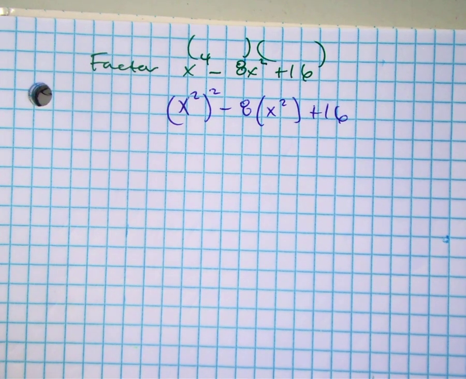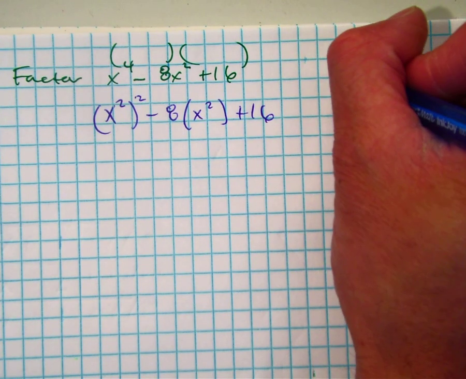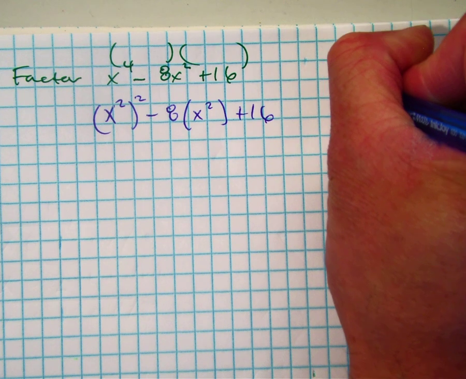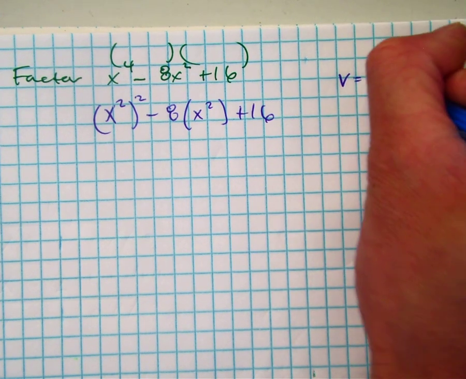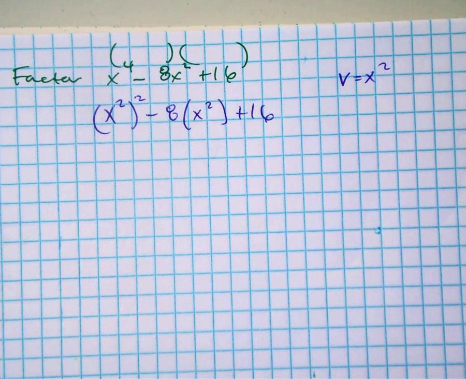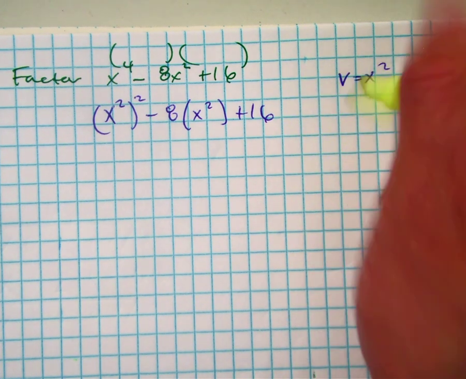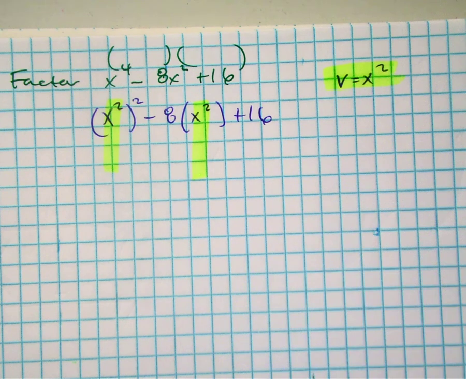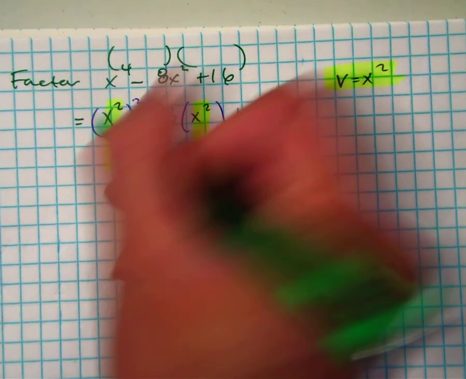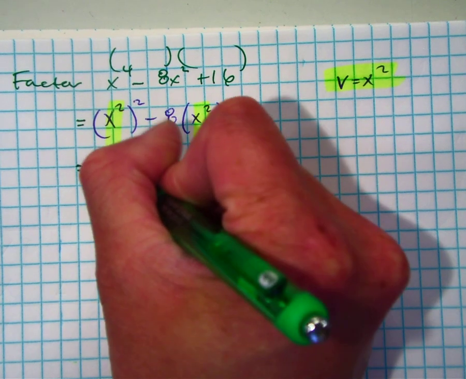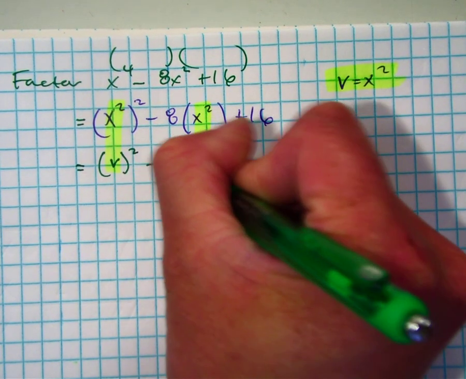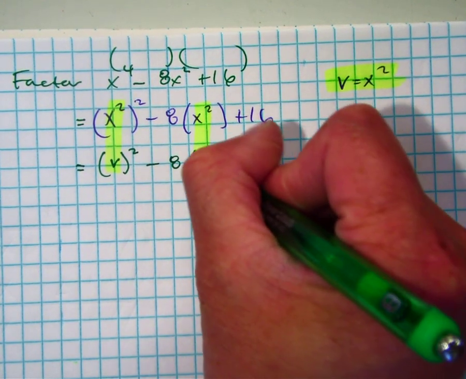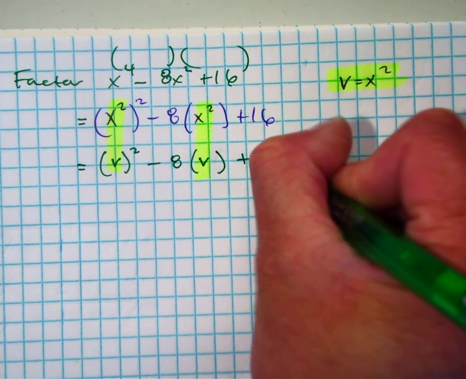And then you're going to pick your favorite letter. Use v. I like that. V equals x squared. Every time I see x squared, I'm going to write what? We're going to write v. Let's go ahead and do that. So now I have v squared minus 8 times v plus 16.